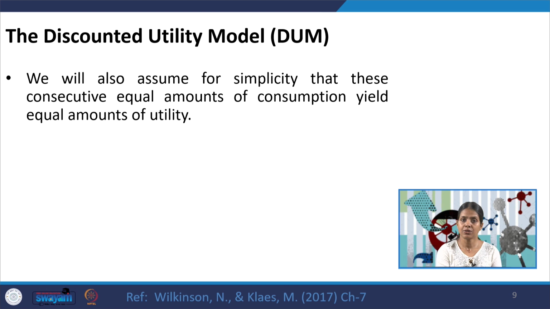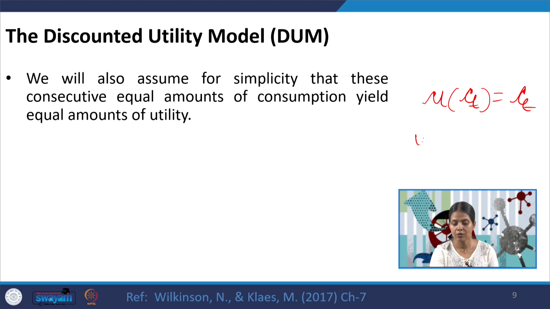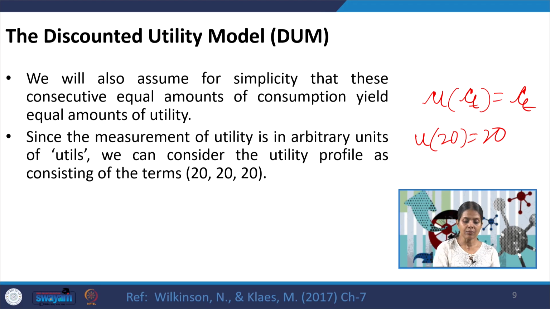We will also assume for simplicity that these consecutive equal amounts of consumption yield equal amounts of utility. So, again this is a simplistic assumption. If U(C_t) equals C_t, alternatively U(20) equals 20. Since the measurement of utility is in arbitrary units of utils or utiles, we can consider the utility profile as consisting of the terms 20, 20, 20.